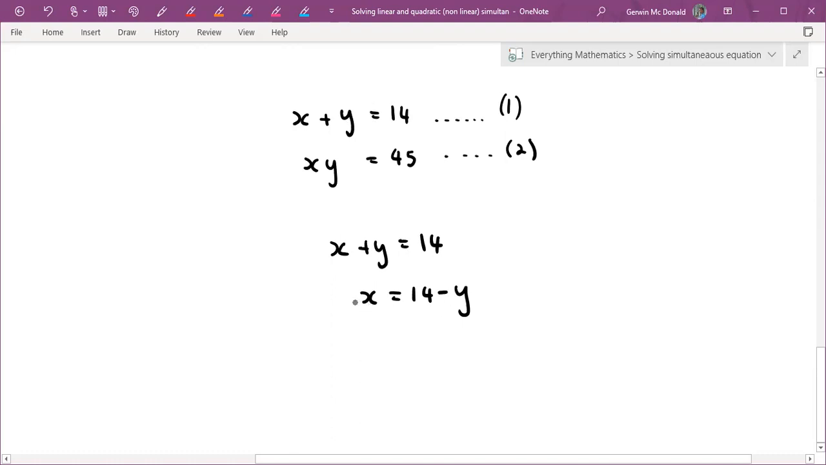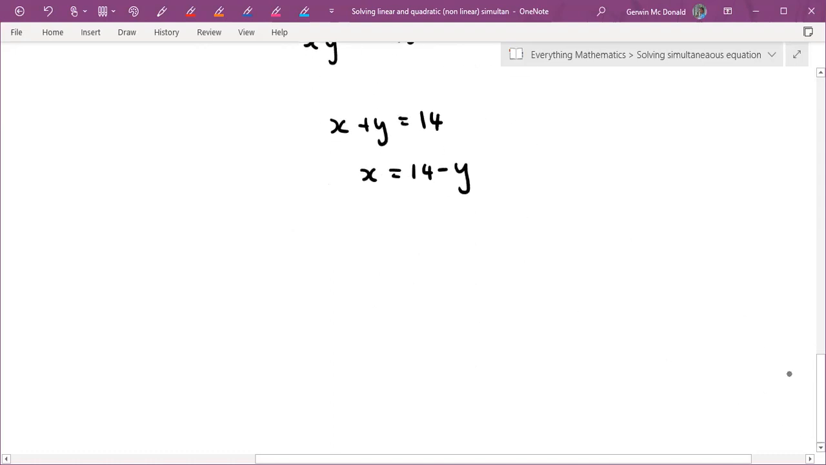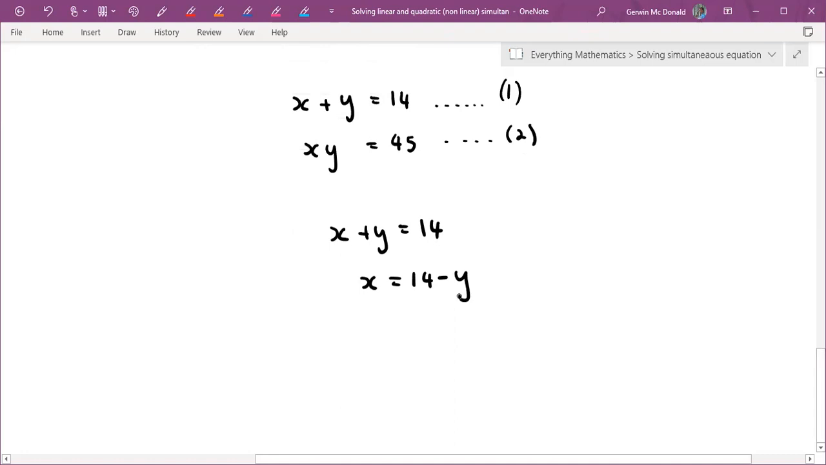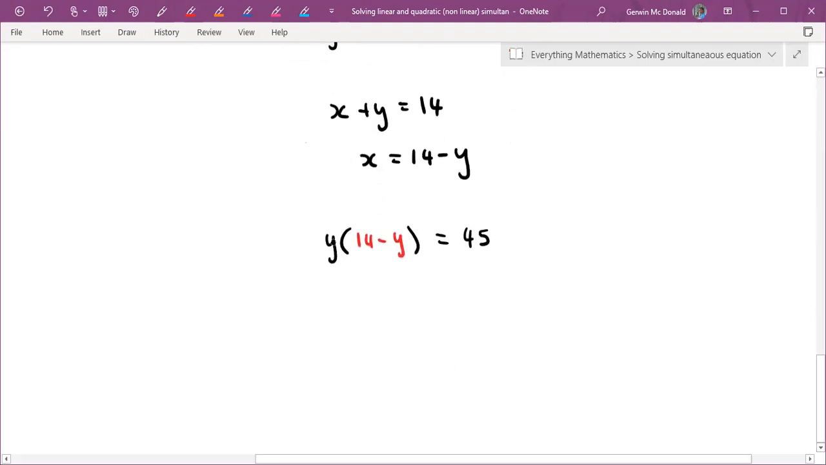And once I have this now, I could plug this x here. And then I find an equation and I solve. So I know that x is equal to 14 minus y. So I'm substituting this x. So instead, I will have y multiplied by what I found x to be. X is 14 minus y. Good? And that's equal to 45. That's it there. And from here, it's just a game of algebra. Here, we just play around until we solve.